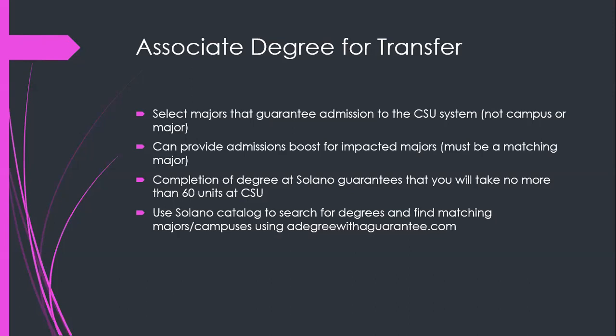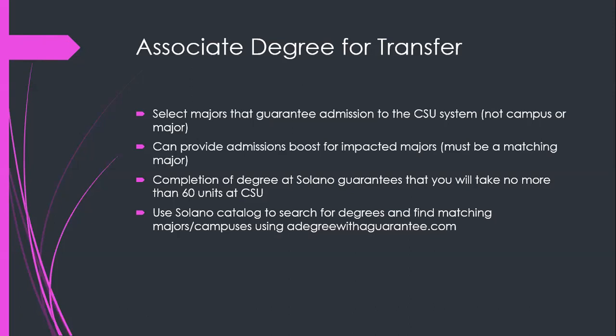Completion of an associate degree for transfer also guarantees that you won't take any more than 60 units as long as you're entering into a matching major, and I'll talk a little bit more about that at the CSU. Once you complete that degree, you're guaranteed to complete your 4-year degree with only 60 additional units.